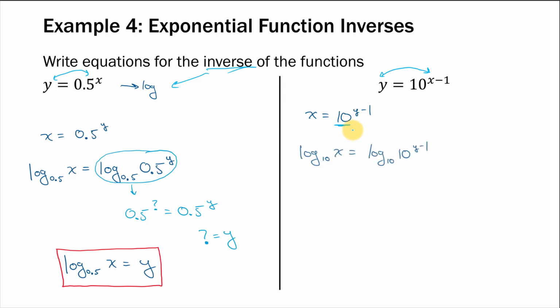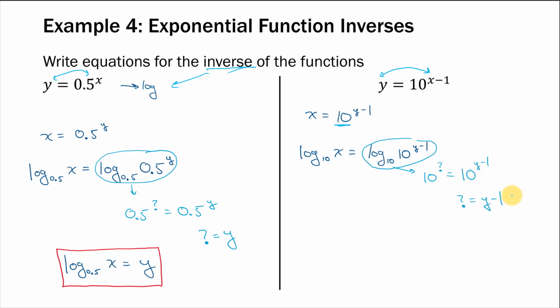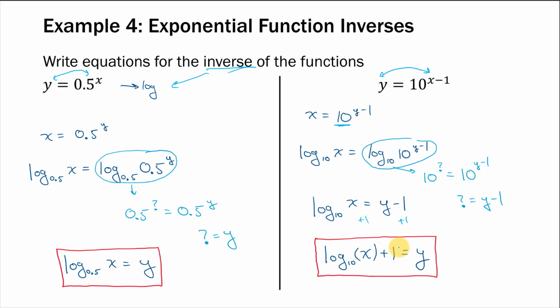We'll get into some other properties in future videos, but just know that we're strategically doing that because now when I take a look at this expression, this is saying 10 raised to what power equals y minus 1. Well, this is only true if this question mark that we don't know equals y minus 1, right? So this whole expression can be reduced to just y minus 1. So now I have log base 10 of x equals y minus 1. Then I can go ahead and add 1 to each side, and I get log base 10 of x plus 1 is equal to y.